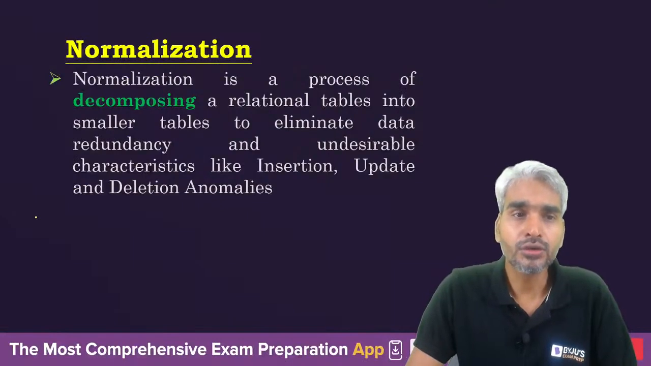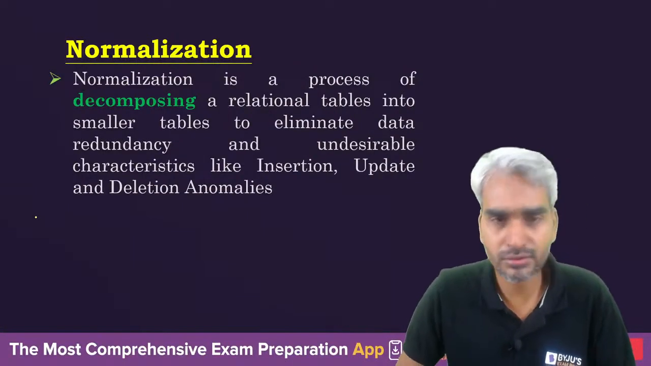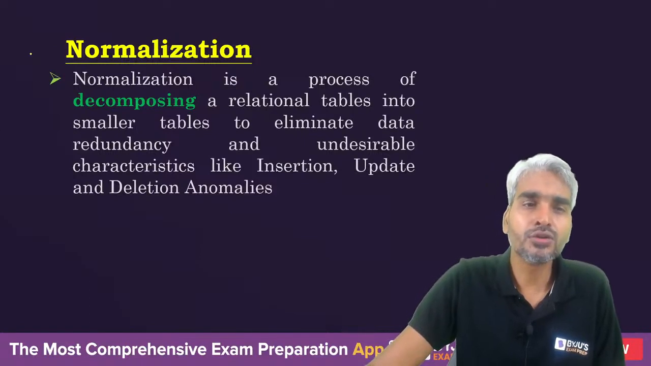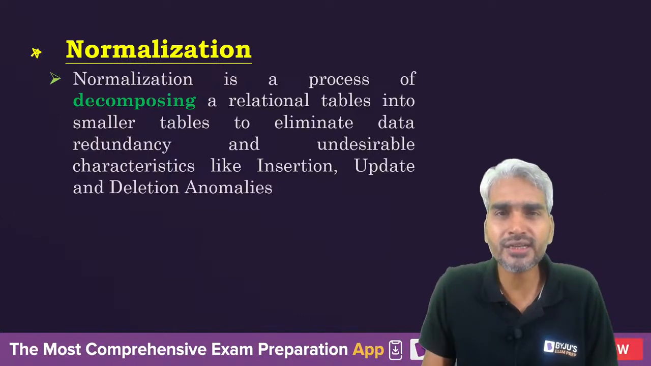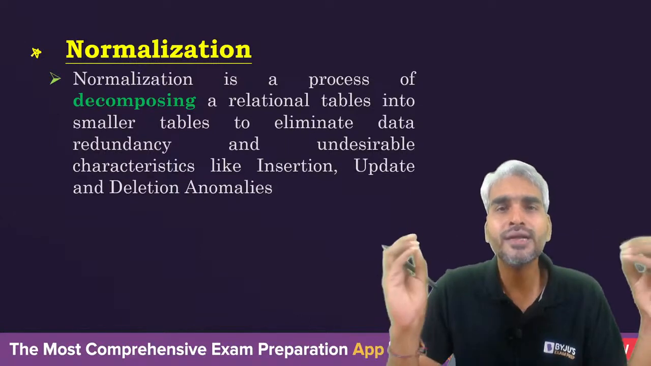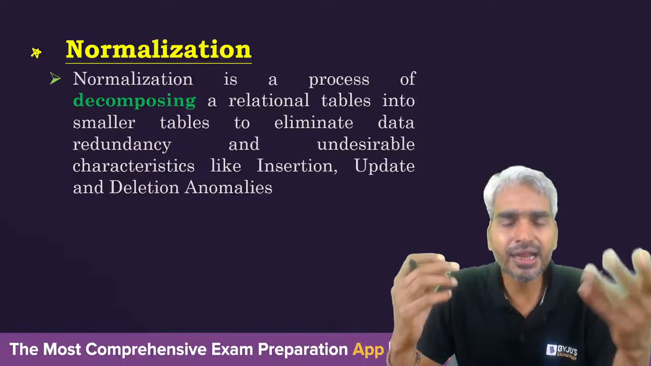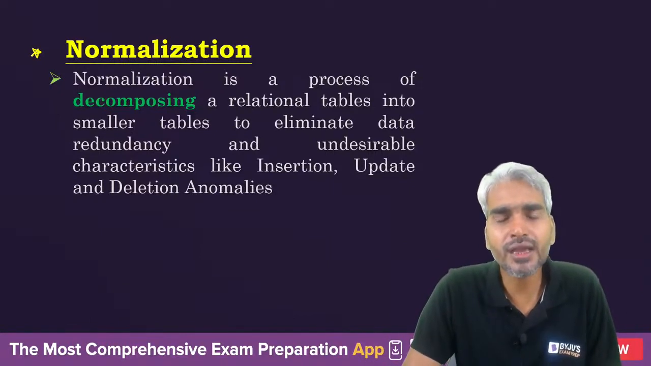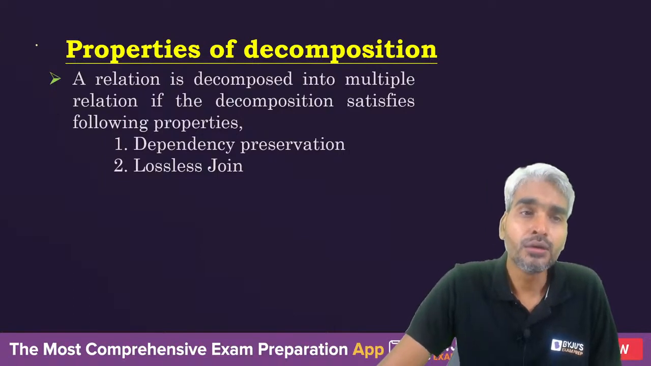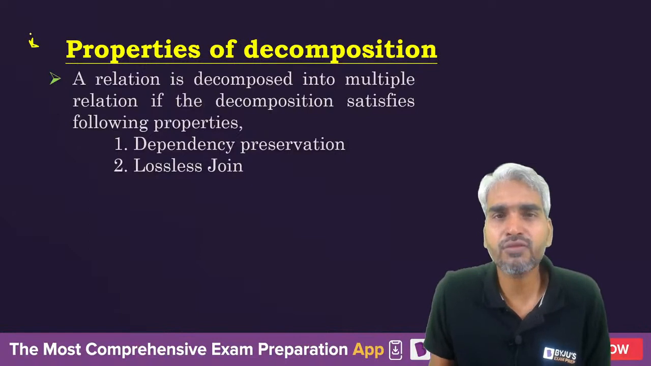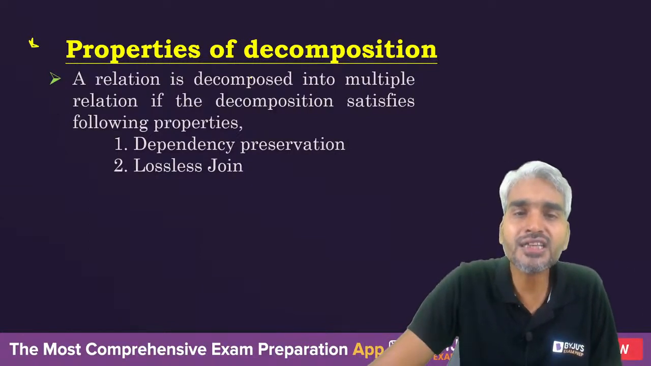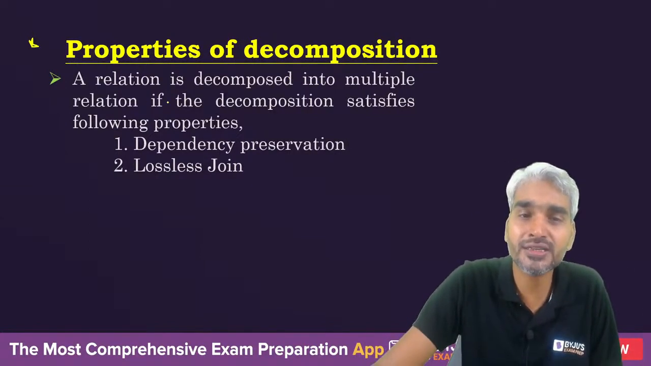Okay, so let's try to understand the concept. Normalization, we have already discussed this: we try to decompose a relation into sub-relations so that we can eliminate the redundancy and overcome some of the anomalies, that is insertion, deletion and updation anomaly. Now, properties of decomposition. We actually need to decompose the relation for normalization. A relation is decomposed into multiple relations if the decomposition satisfies the following properties.